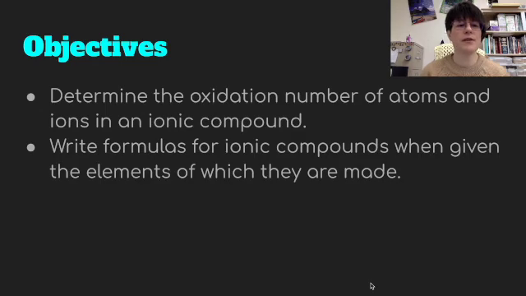Our objectives today are going to be to determine the oxidation number of atoms and ions in an ionic compound, and then to use those oxidation numbers to write formulas for ionic compounds when given the elements of which they are made.